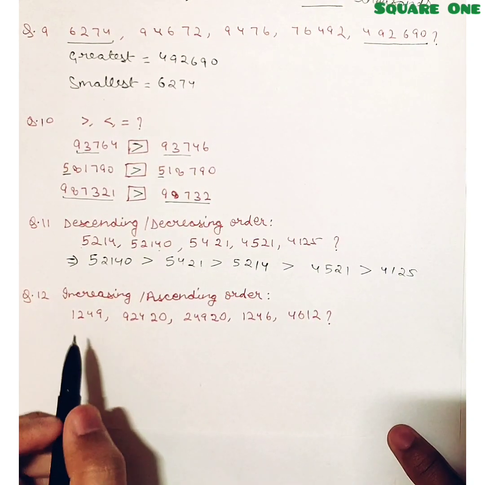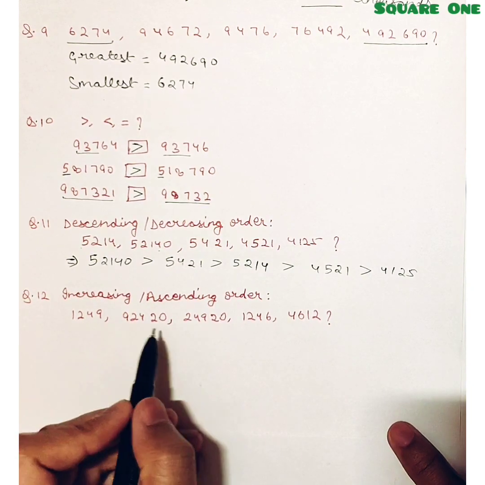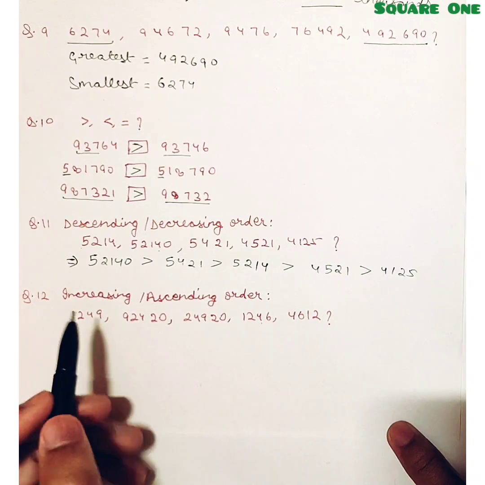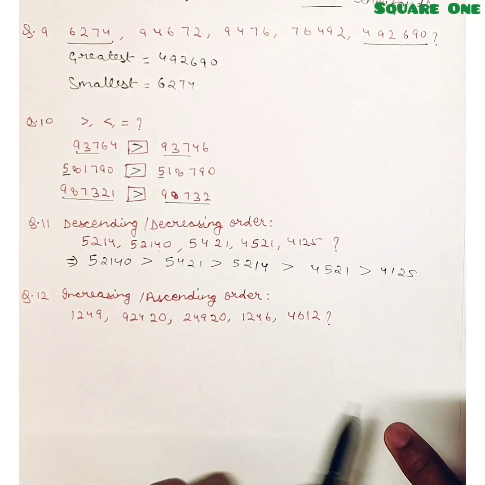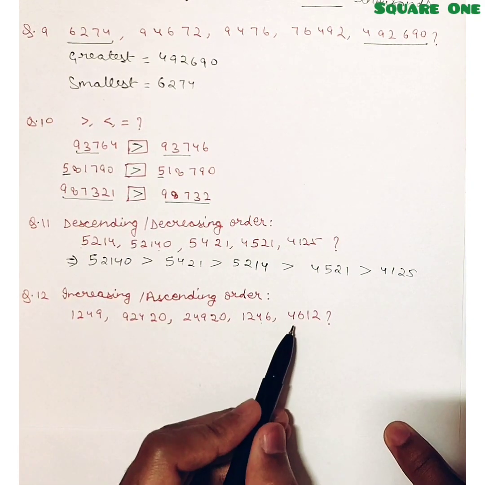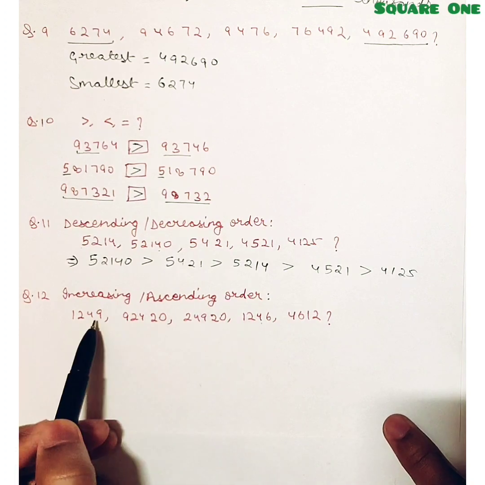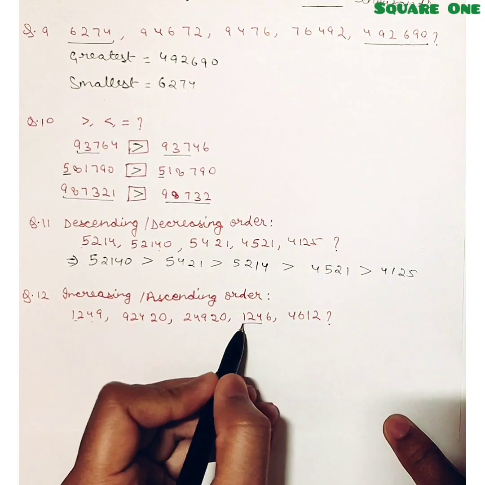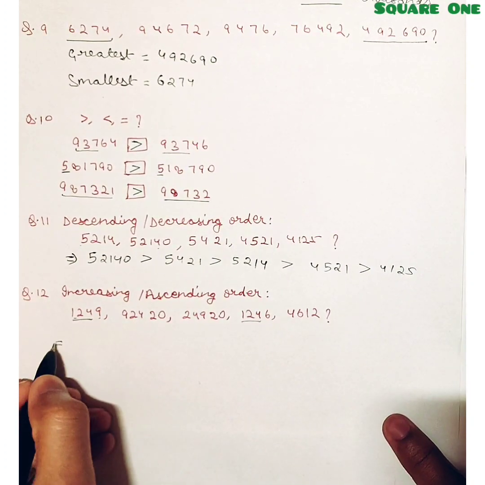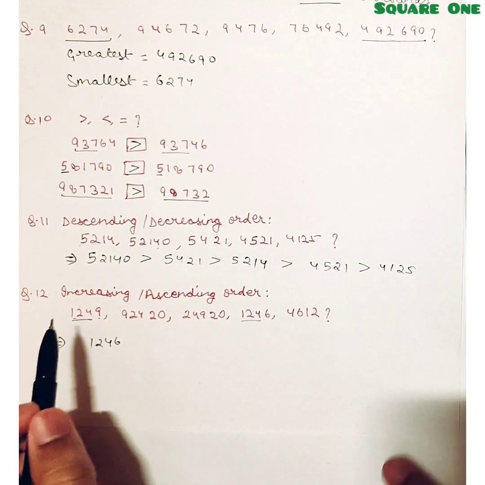The next question, we have to arrange the numbers in ascending order. This contains 4 digits. This has 5 digits. Again 5 digits, 4 digits and 4 digits. So the smallest numbers will have 4 digits. 1249, 1246 and 4612. 4 is greater than 1. So let us compare 1249 and 1246. 124 is common in both the numbers. So 9 is greater than 6. Therefore the smallest number will be 1246.